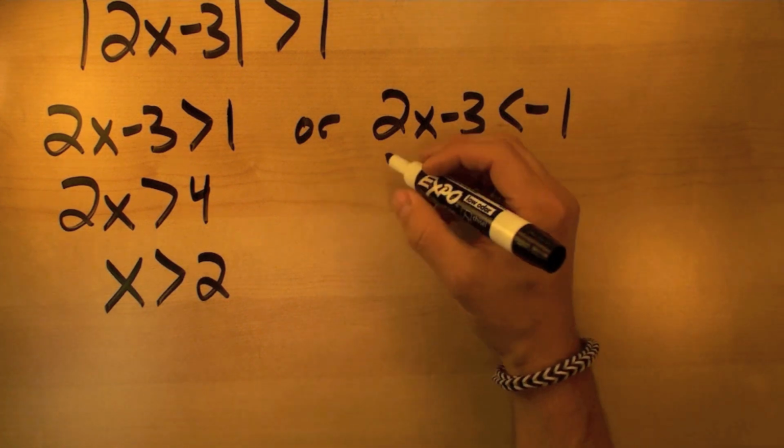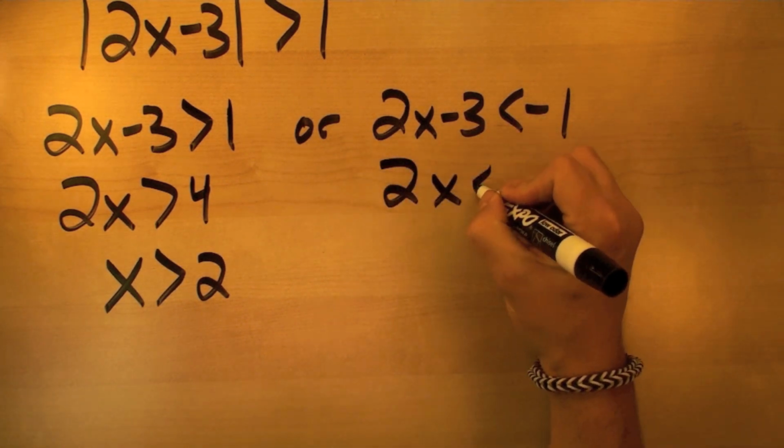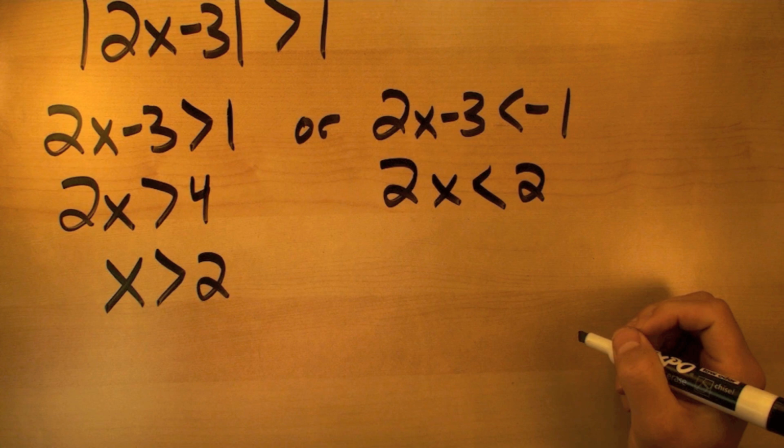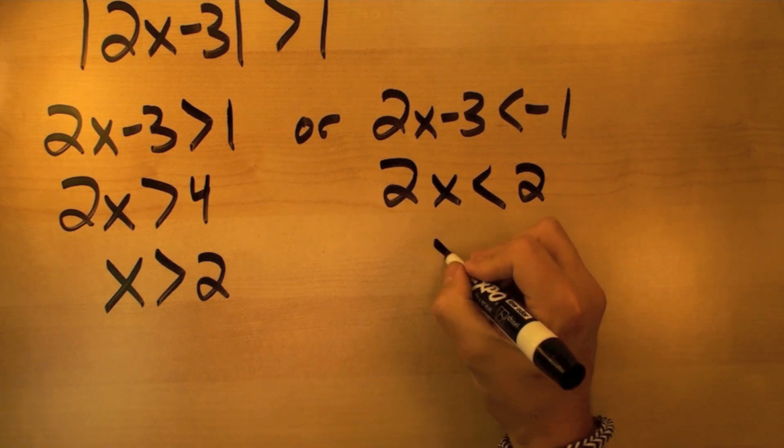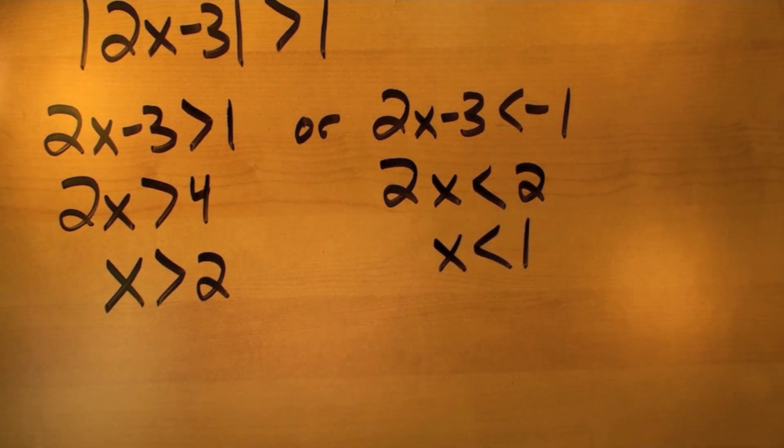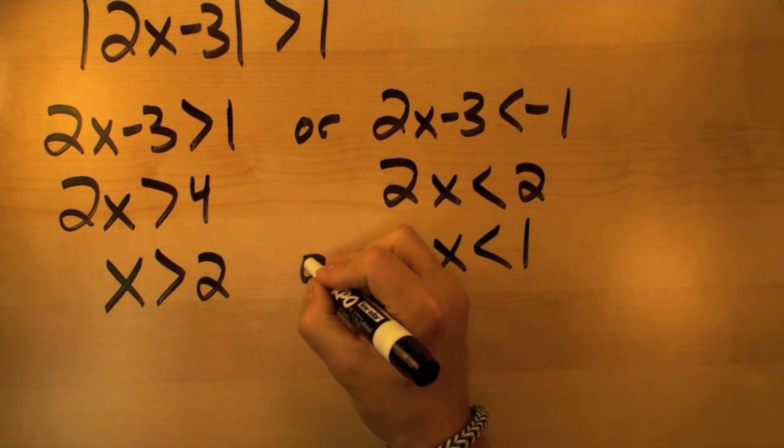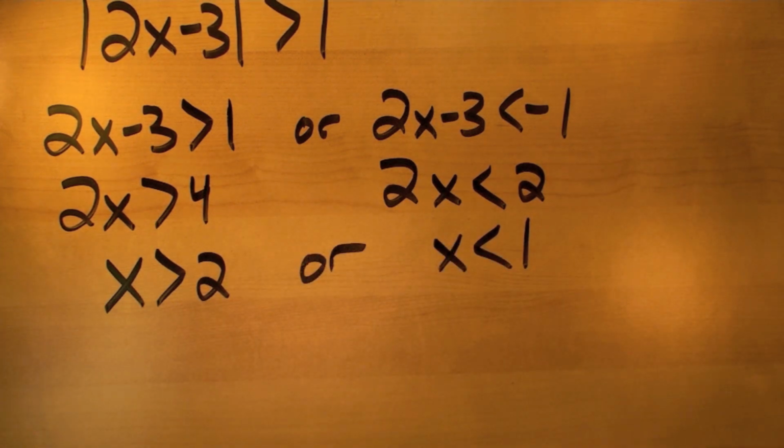Now for the right one, we add 3 to both sides. We get 2x is less than positive 2. Divide by 2. x is less than 1. So it looks like x has to be greater than 2, or x is less than 1.